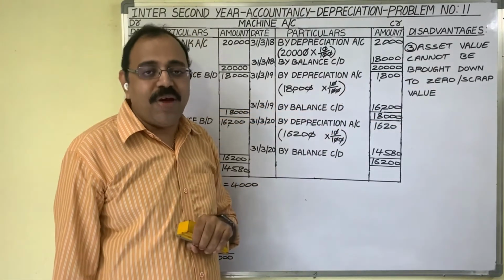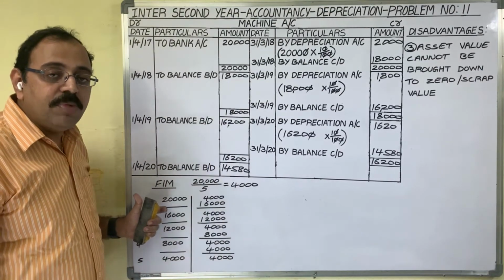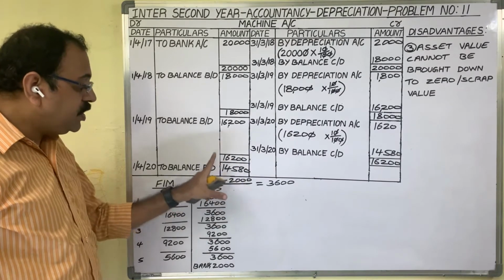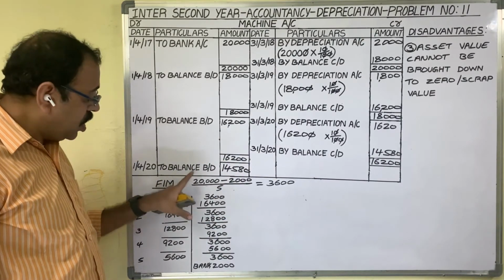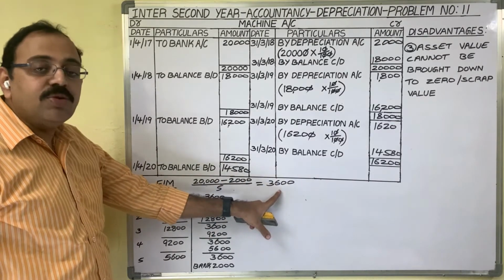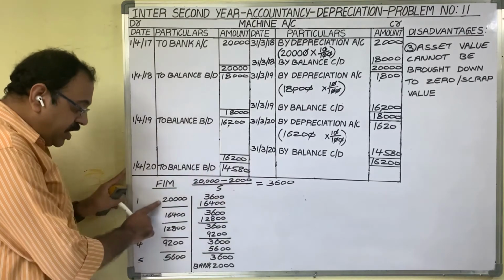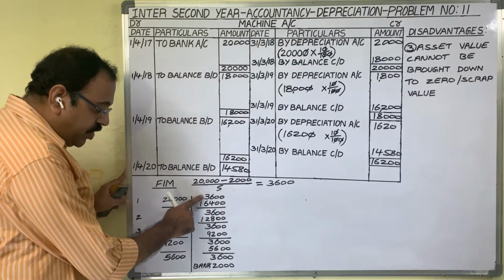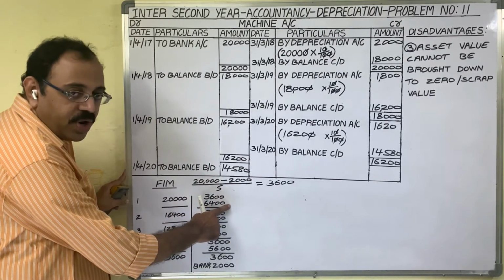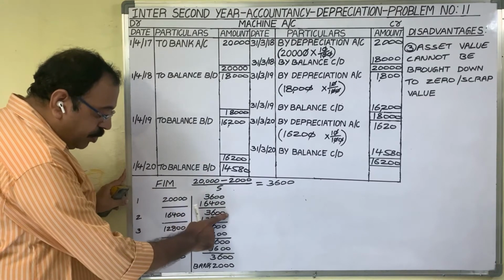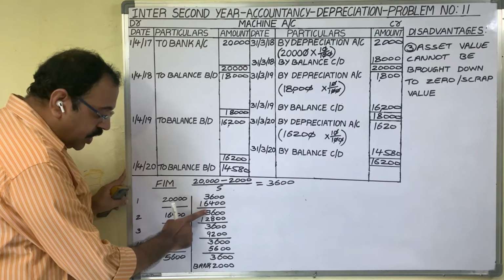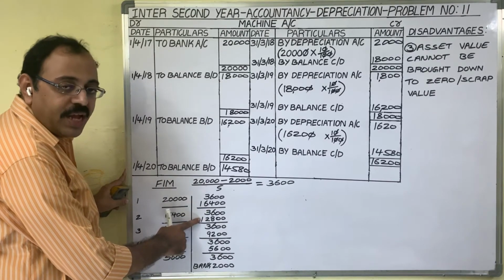Suppose there is some scrap value. Then what happens under the fixed installment method? Let us see. Suppose scrap value is 2000. Then annual depreciation under the fixed installment method is cost minus scrap value divided by estimated life, which is equal to 3600. Then first year depreciation is 3600, 20,000 minus 3600, balance carried down is 16,400. Second year depreciation 3600, 16,400 minus 3,600, balance carried down 12,800.